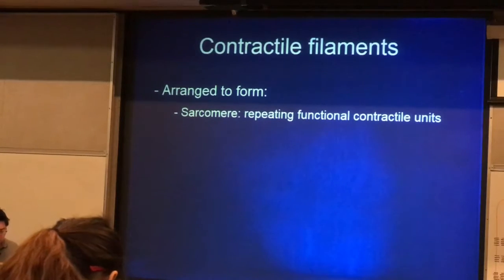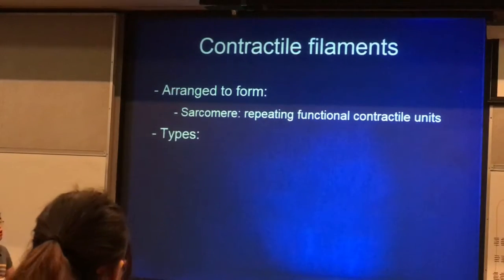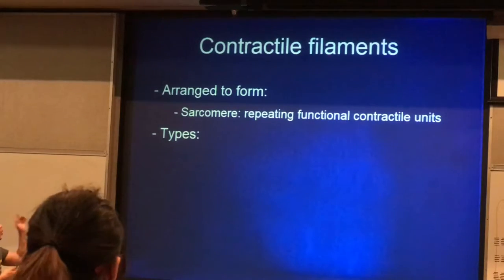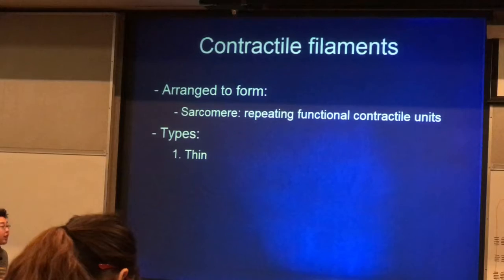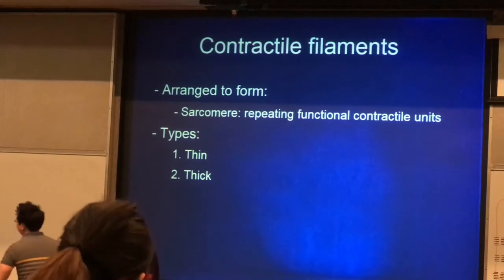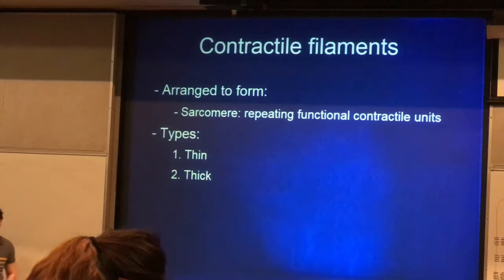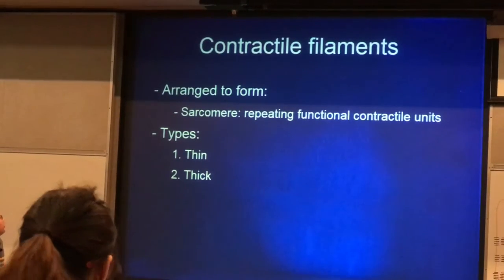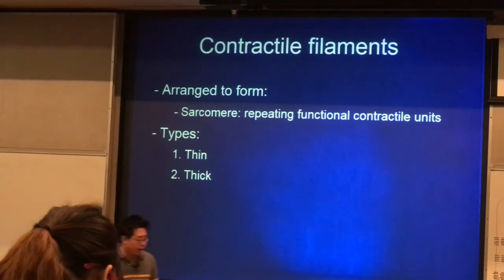Okay. So there are 2 major types of contractile filaments. We had said there was your thin filament and your thick filament. We're going to go ahead and start with the thin filament first, and we'll probably be able to go through that today. So let's go ahead and open up your thin filament.